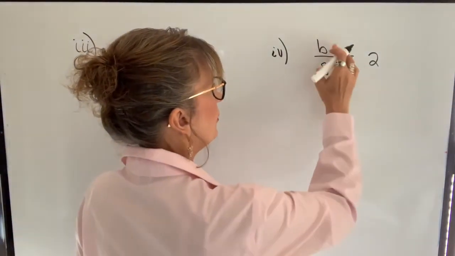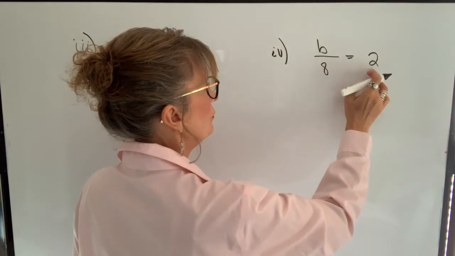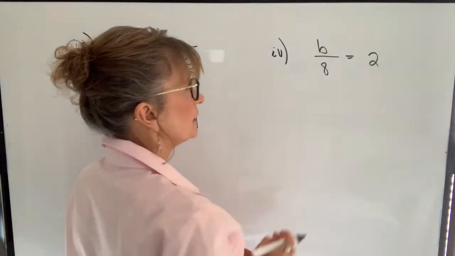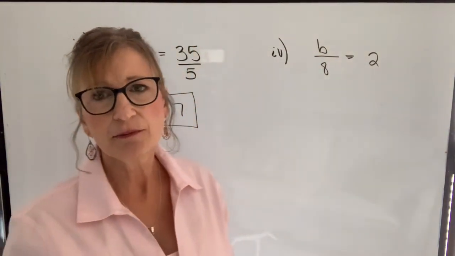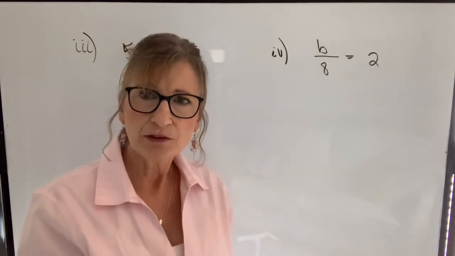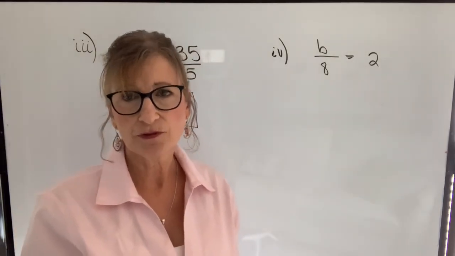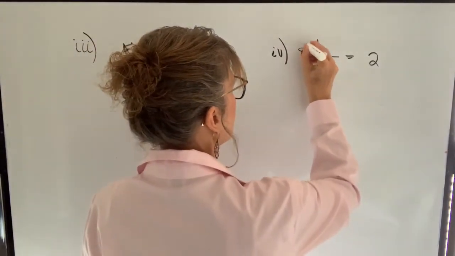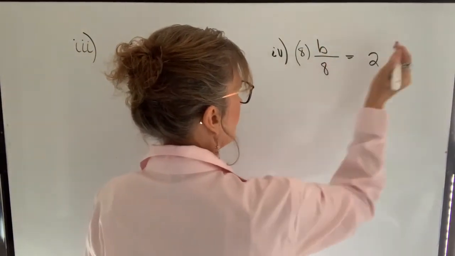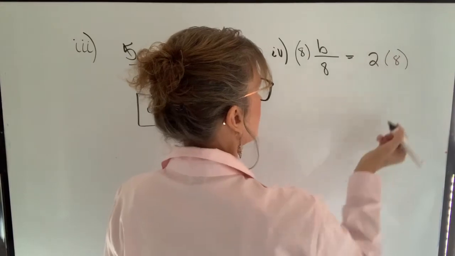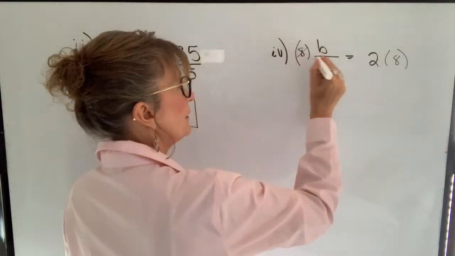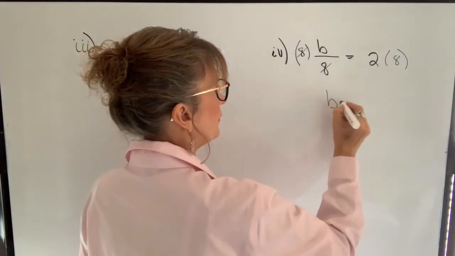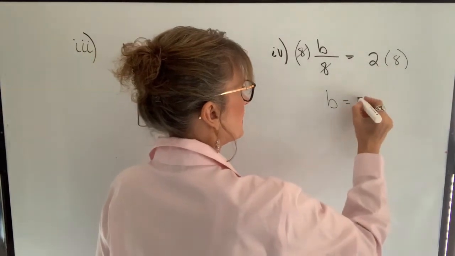In this example, b over 8 equals 2. That means division. So to isolate my b, I want to perform the inverse or the opposite operation of division, which is multiplication. So what I'm going to do is multiply this side by 8, and I therefore need to multiply this side by 8. In doing so, the 8 will cancel, and I'll be left with b, and my result will be 16.